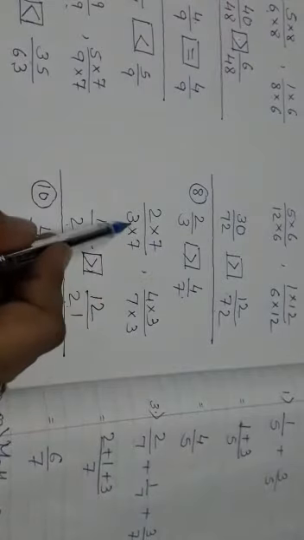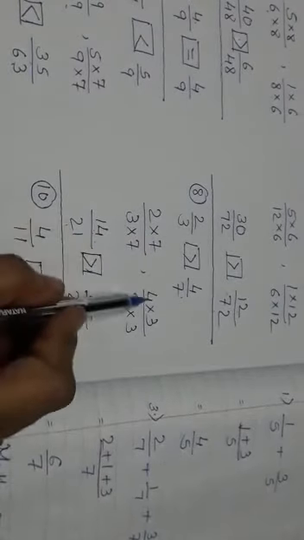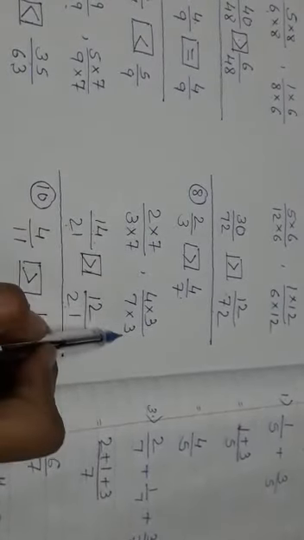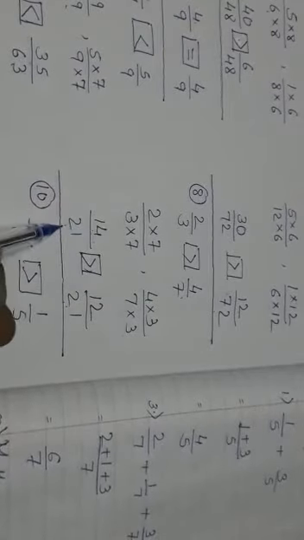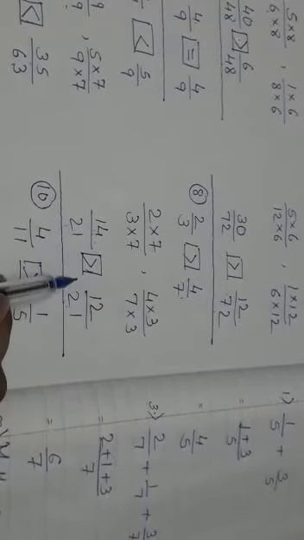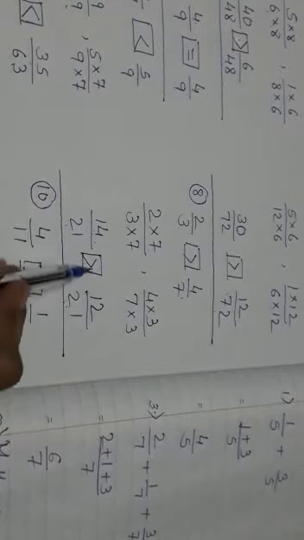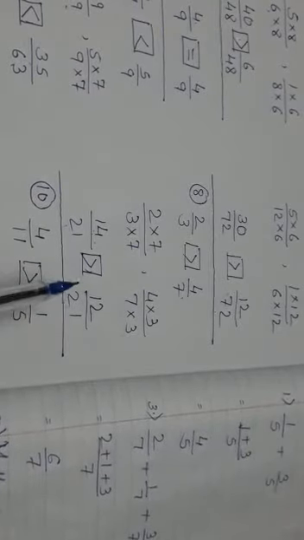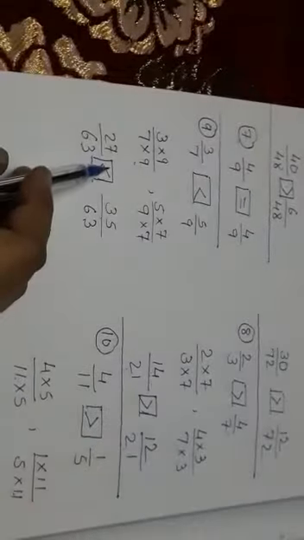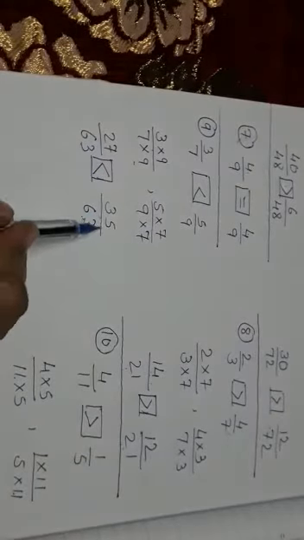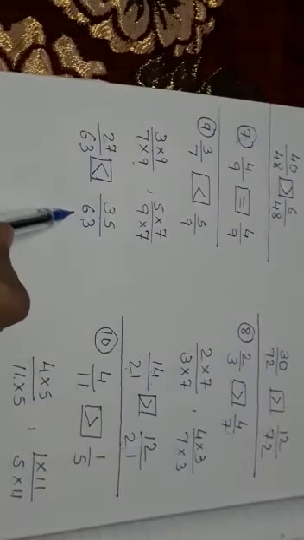Now see the eighth one, 2 upon 3 and 4 upon 7. We will interchange the denominators. 3 into 7, 2 into 7 and 4 into 3, 7 into 3. We will get 14 upon 21 and 12 upon 21. Now in this, 14 is greater among these two, so that's why I have given the greater sign. Here also you can see the ninth one, 35 upon 63 is greater.